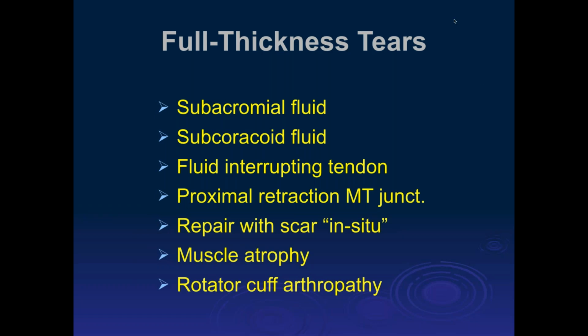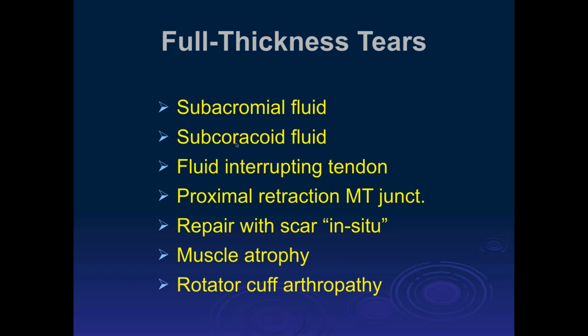So we'll continue where we left off, looking at rotator cuff disease. Let's go on and talk now about full thickness tears and some of the findings that we see in evaluating full thickness tears. The things you look for are fluid in the subacromial bursa, which is not specific, but very commonly associated with full thickness tears.